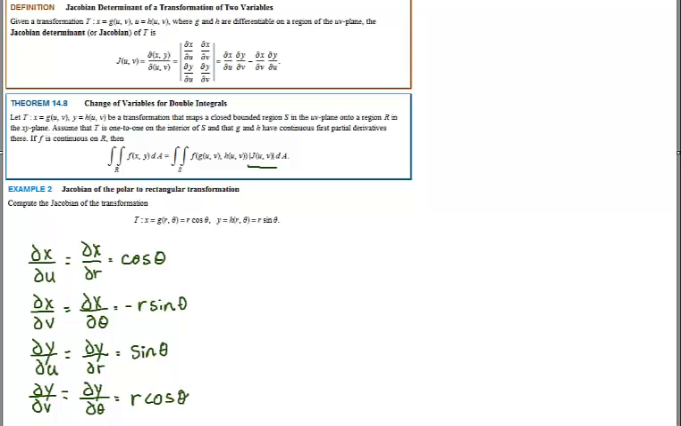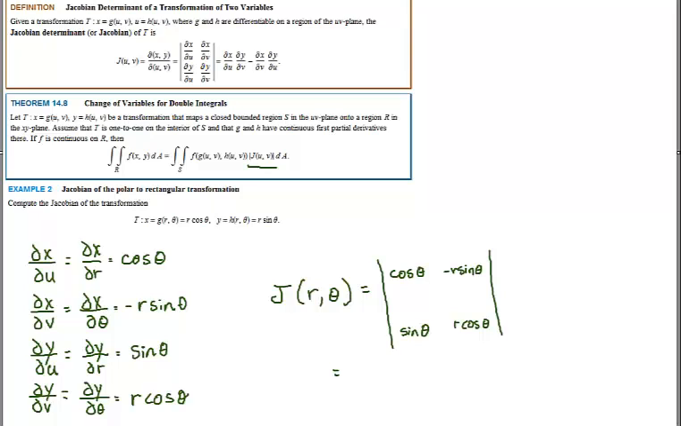Entering this into our Jacobian determinant, and this is going to be in terms of r and theta, and we'll place those values in here. Partial of x with respect to u, that's cosine theta. x with respect to v, that's minus r sine theta. And partial of y with respect to r, that's going to be sine theta. Partial of y with respect to theta then is r cosine theta.